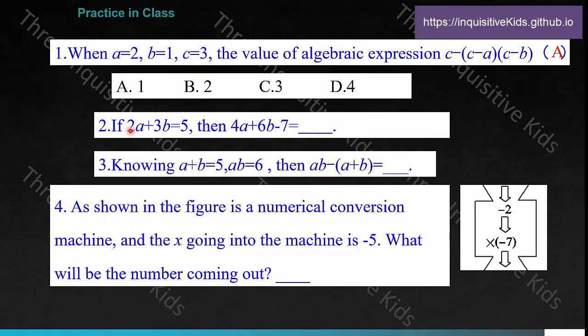2. If 2A plus 3B is equal to 5, then 4A plus 6B minus 7 is equal to blank.